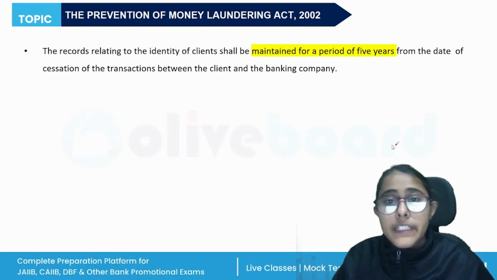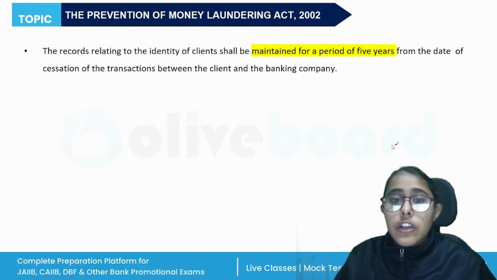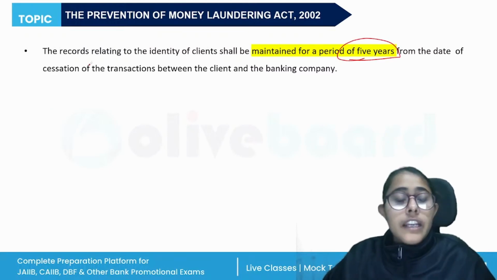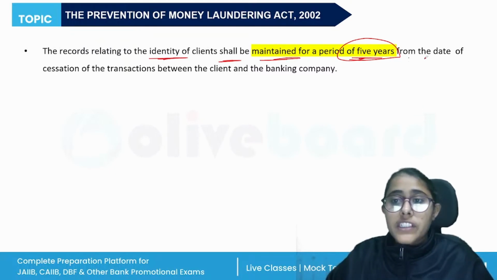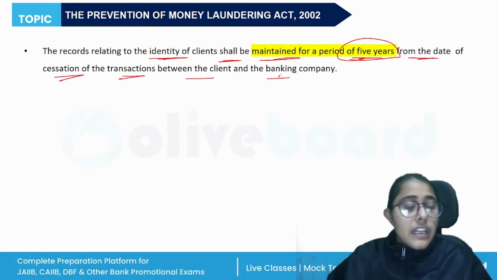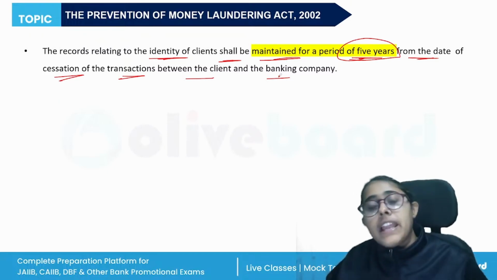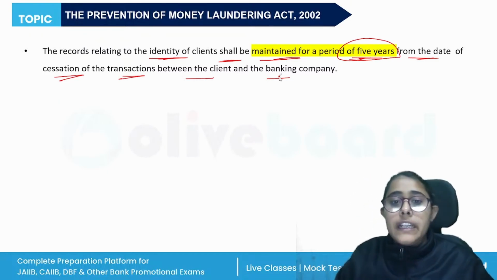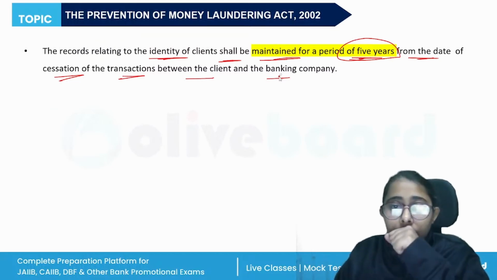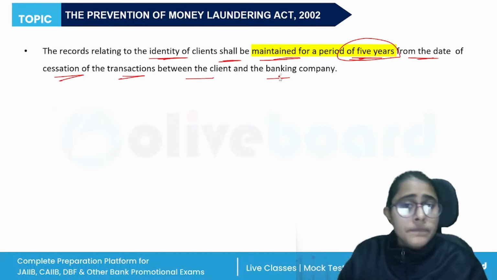Now, what is the time period for which the records will be maintained? So, the time period is given as 5 years. The records relating to the identity of the clients shall be maintained for a period of 5 years from the date of cessation of the transactions between the client and the banking company. If the account is closed or when the transaction has happened, then from that day till 5 years, the records will be maintained. Now, why do the records have to be maintained for the identity of clients? It is for due diligence.